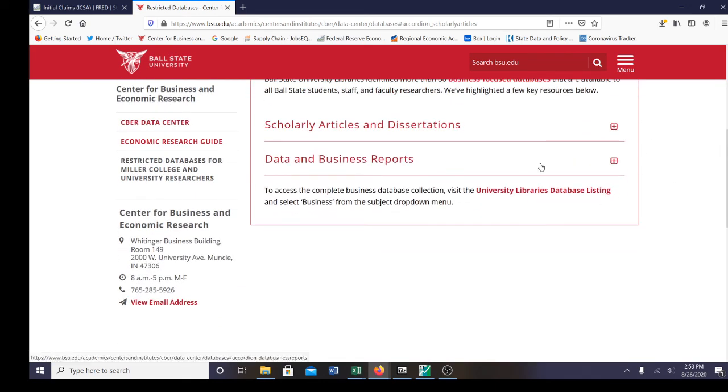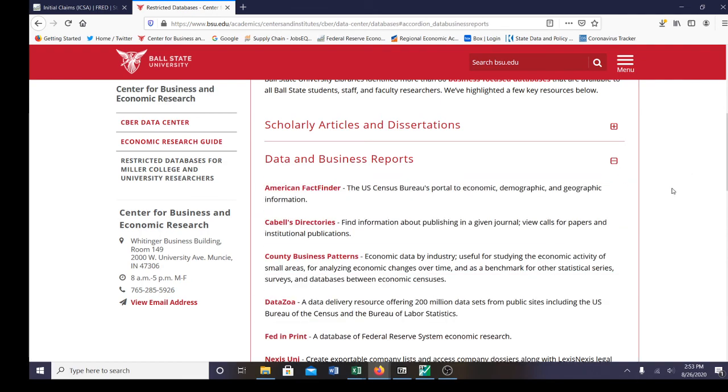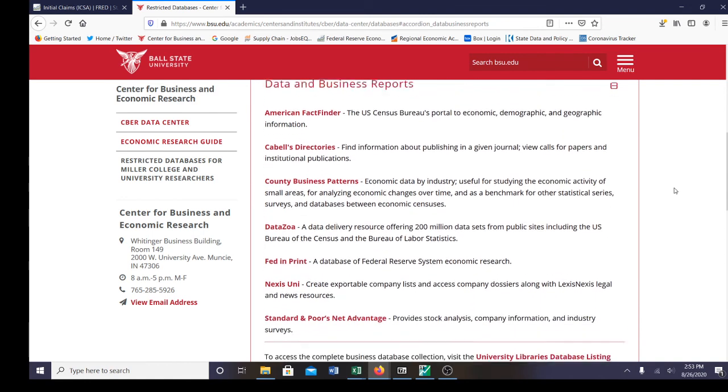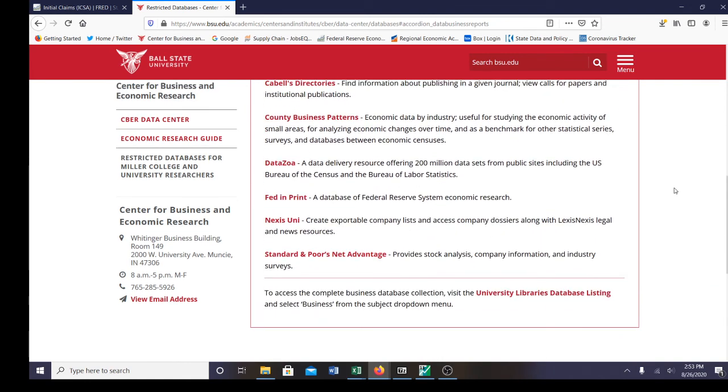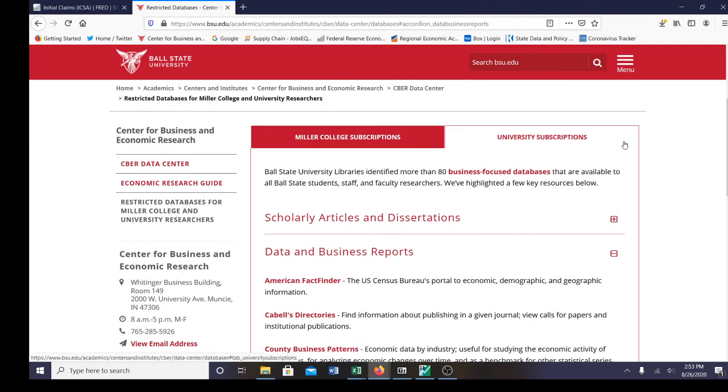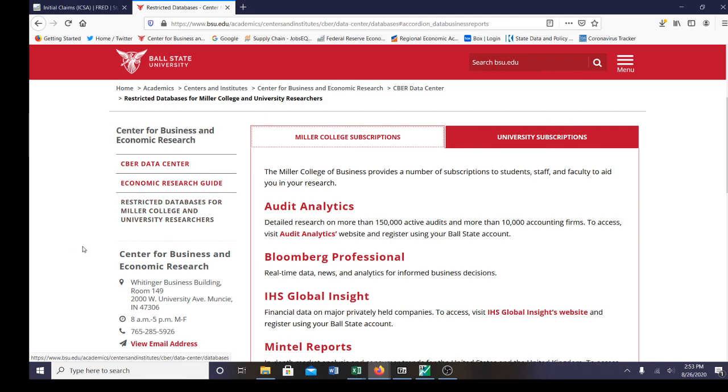And then there are data and business reports. Some of these are now gone. American Fact Finder just went away, so we'll have to look at that. Some of these are very good for doing firm analysis or business analysis, but there are a wide variety of these data sources. Those are going to be things you learn about in the classes where their data are available.